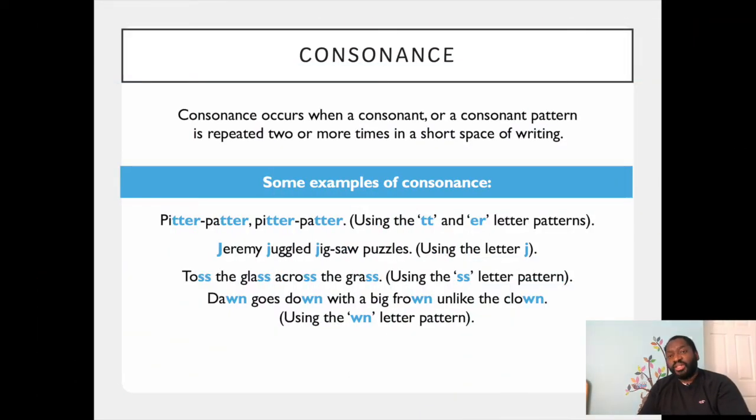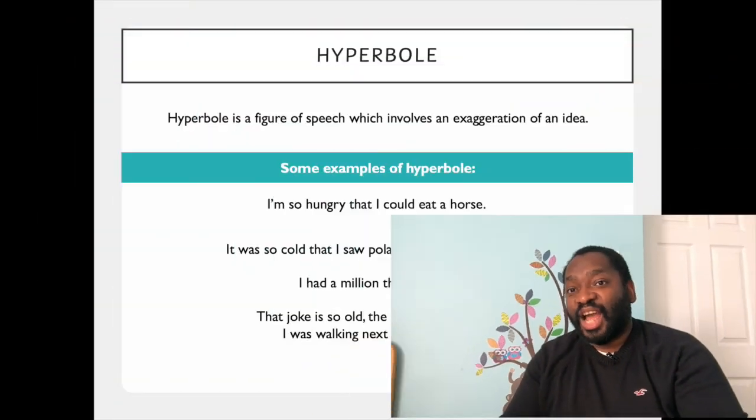Consonance. Consonance occurs when a consonant or a consonant pattern is repeated 2 or more times in a short space of writing. Consonance is used in poetry to create a range of different rhyming effects. It also makes it more enjoyable and interesting to the reader. Here's an example of consonance. Pitter patter, pitter patter. Using the t and the r letters creates consonance.